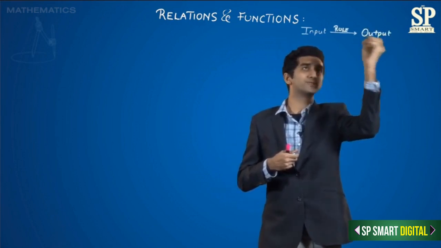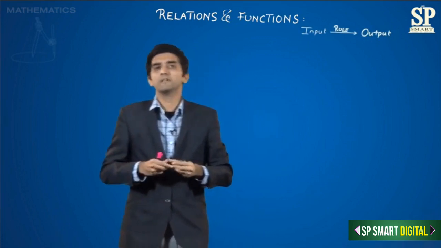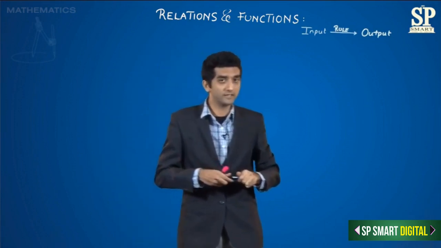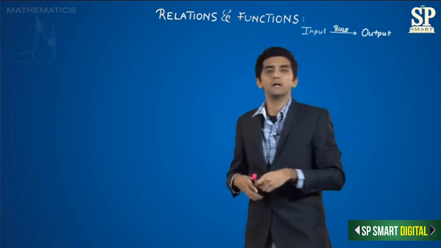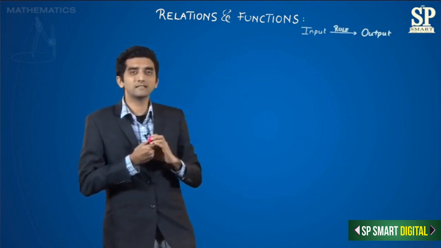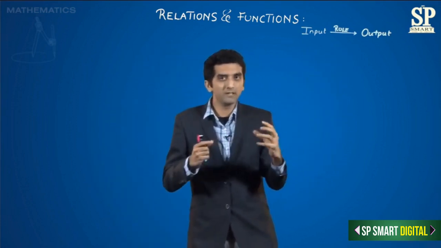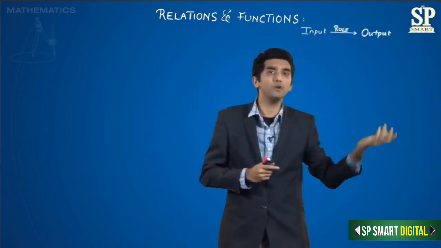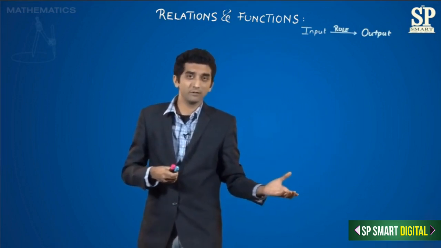This word rule has many other variations of it. We can call it a correspondence, we can call it a relation, we can call it a function. Although about these two particular words, relation and function, we are going to learn in more detail gradually in the chapter. But in this introductory video of this chapter, let's try and understand what this is all about. It's basically about this. You insert an input, and depending upon this rule, you have an output.